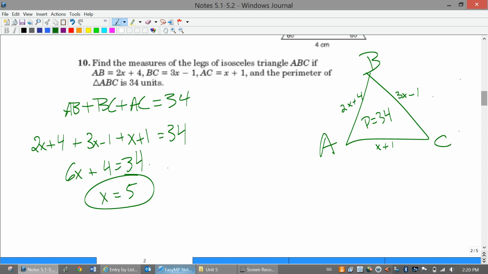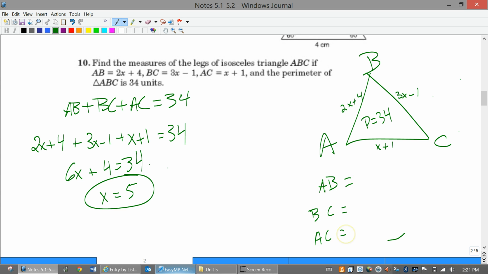And then I need to always ask myself when I do something like this, did I answer the question? Have I fulfilled the purpose of this problem? No. The purpose of this problem is to find the angle or the side lengths. So I need to find these guys.